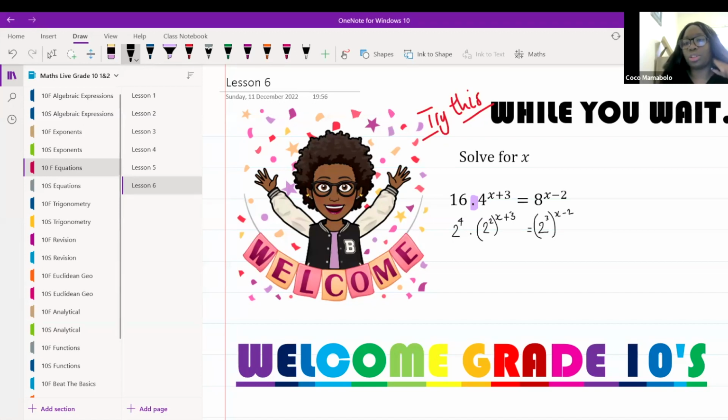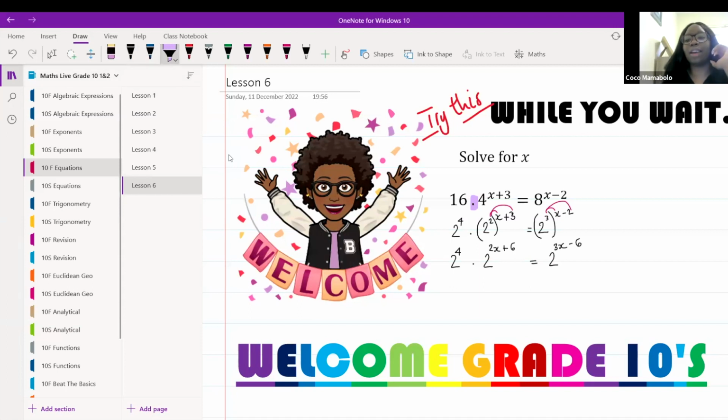So what we need to do next is distribute in those numbers over there. What we're going to get over here is 2 to the power of 4 multiplied by 2 to the power of 2x plus 6. And on this side, I'm going to get 2 to the power of 3x minus 6.